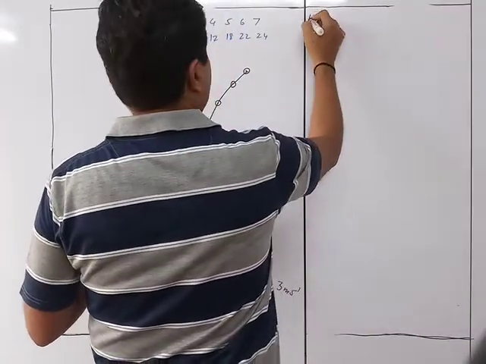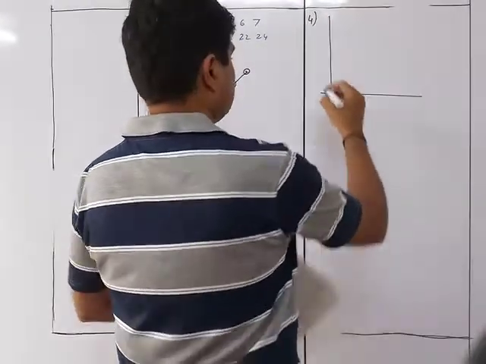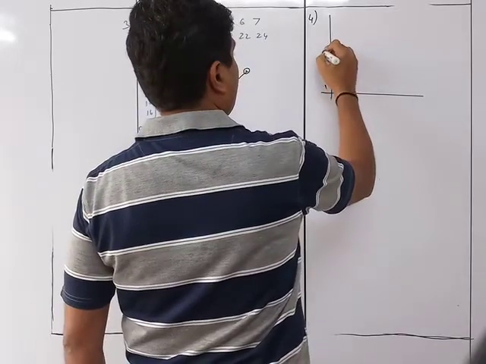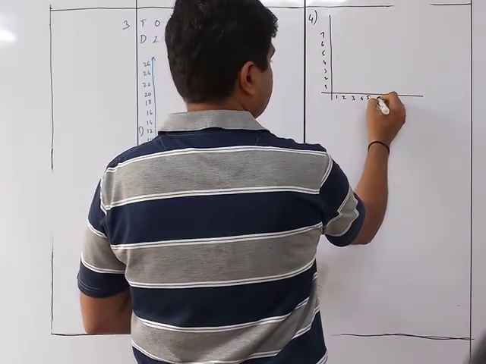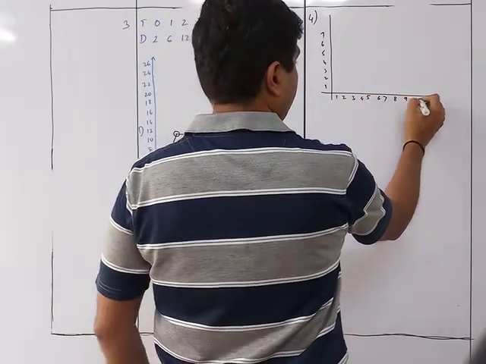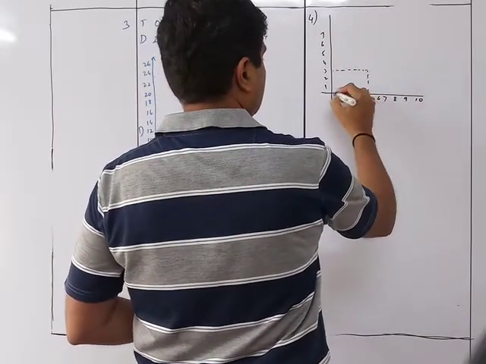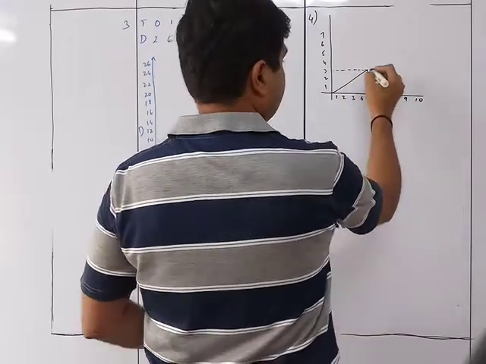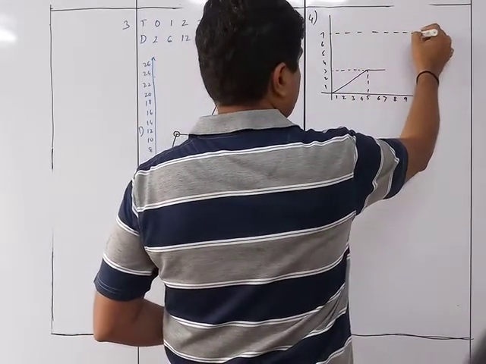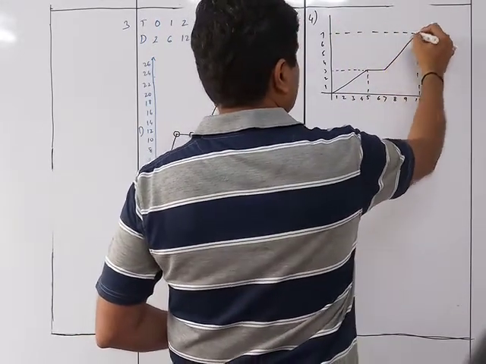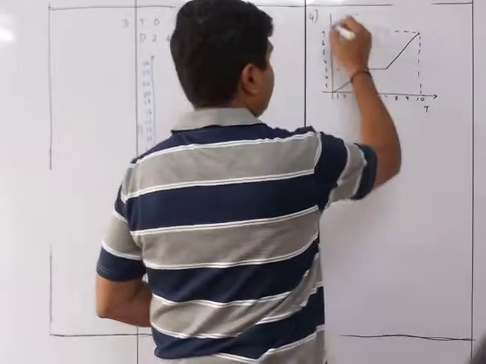I'll better draw the figure so that you are able to understand it better. So this is 1, 2, 3, 4, 5, 6, 7, and this is 1, 2, 3, 4, 5, 6, 7, 8, 9, 10. Till 5 seconds is 3. So it's like this. That is flat from 5 to 7, and then rises up to 7 at 10. So this is the graph that is given to us. Now let's see. So this is the time and this is the displacement.